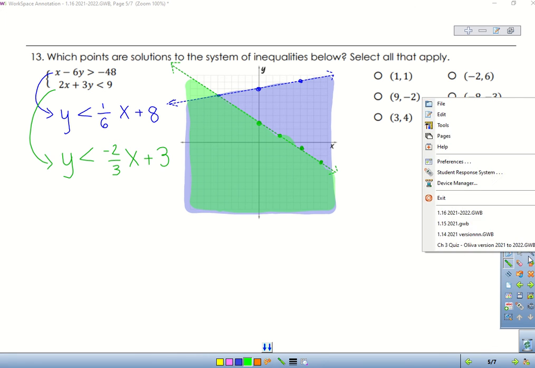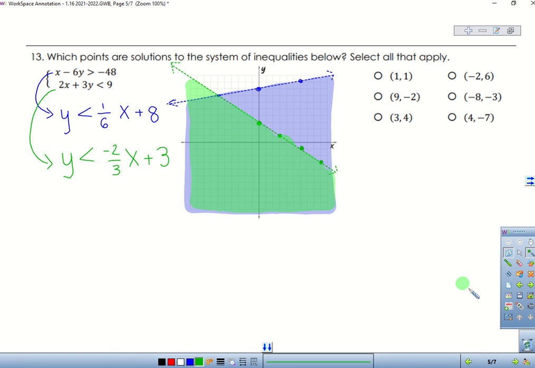Okay. So now we're ready to talk about what this all means. You see these points over here? They want you to determine which of these points satisfies both inequalities, the whole inequality system. So let's look at our first point, which is 1, 1. Does 1, 1 fall in the double shaded region? Yes, it does, right here. So 1, 1 is correct.